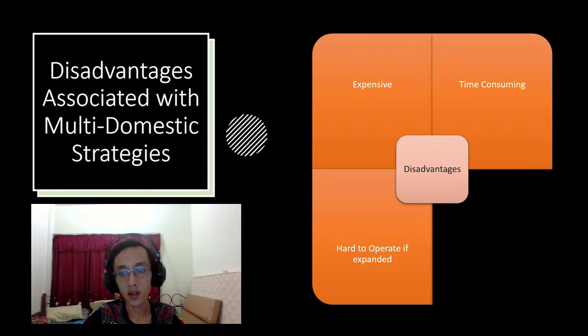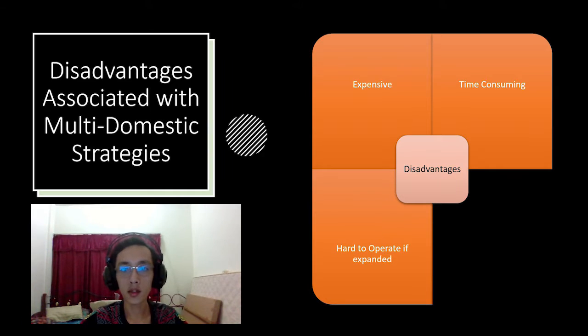So, we will first talk about the first disadvantage that we found, and this is the primary one: it can cost money. If KDCA wants to implement a multi-domestic strategy, it will cost money, and it can be a burden to them because it is not a big organization.